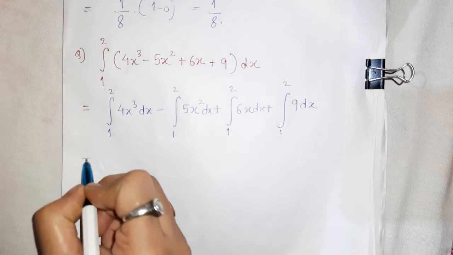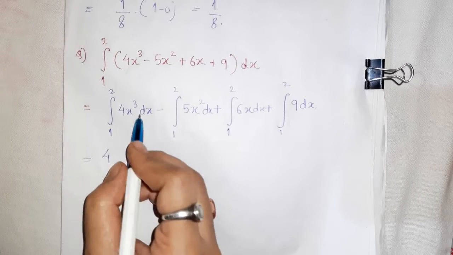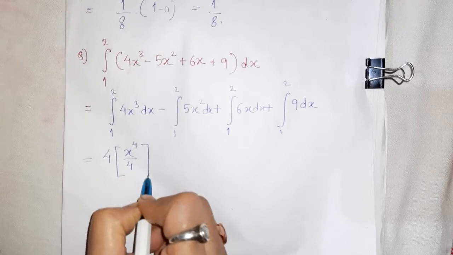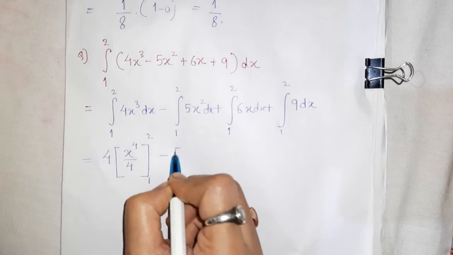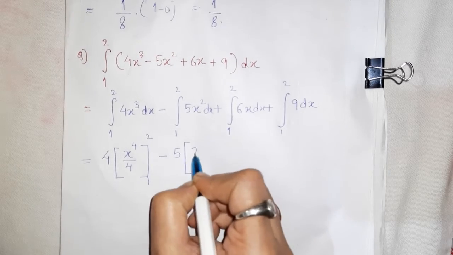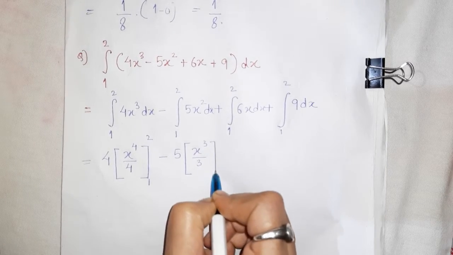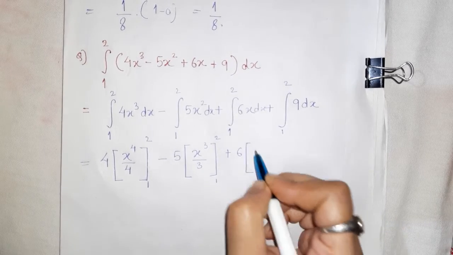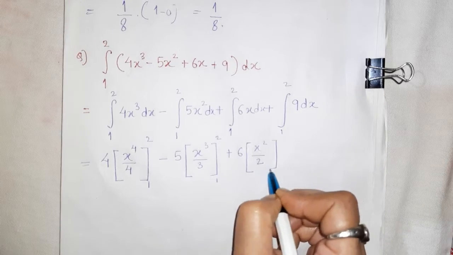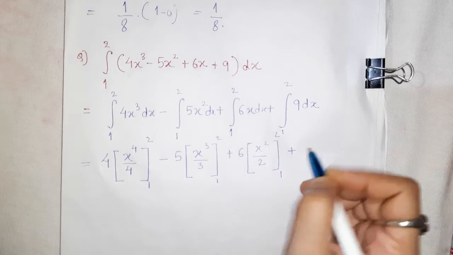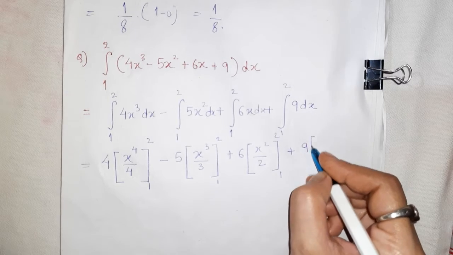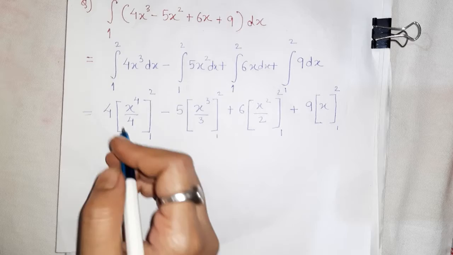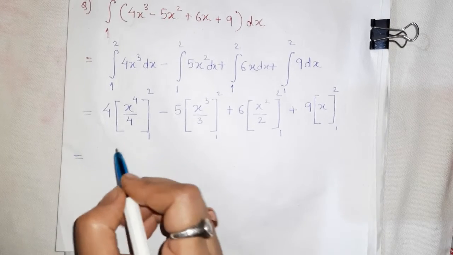Okay, now you take 4 outside. X cube means integration of x cube is x to the power 4 by 4, 1 to 2, minus 5 integration of x square is x cube by 3, 1 to 2, plus 6 integration of x is x square by 2, 1 to 2, plus 9, integration of 1 dx is x, 1 to 2. Okay, so we take 4 outside, it gets cancelled.